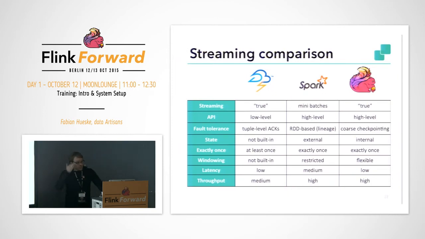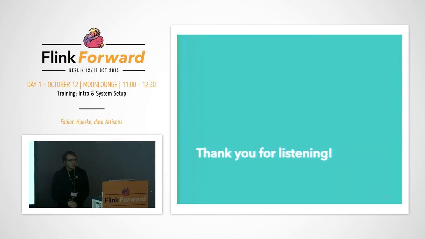Looking at the streaming comparison, there's of course Storm, and there's also Spark and Flink. How they treat streaming: Storm is a true stream processor, which means it processes events one by one. Spark uses mini batches for collecting data and then running full batch jobs on these mini batches. And Flink is also doing true streaming here. I think we've seen most of that already in the keynote, talking about Flink's exactly-once semantics, the flexible windowing, and the latency and throughput characteristics of Flink. Okay, so much for the introduction.